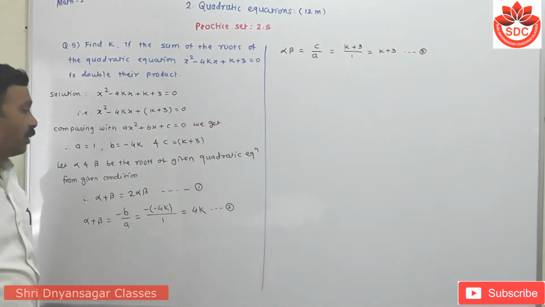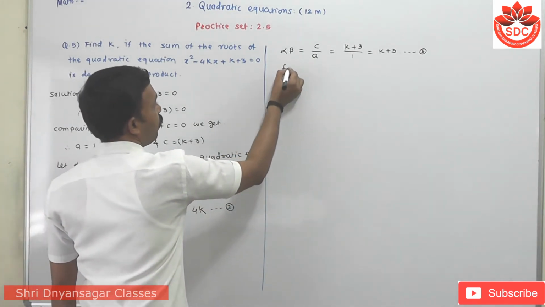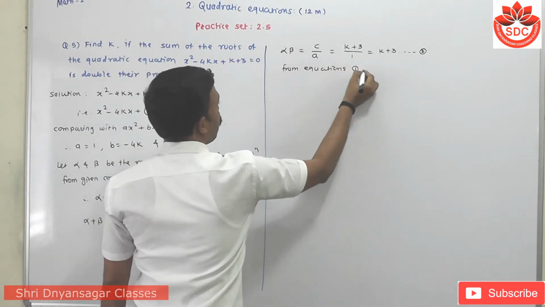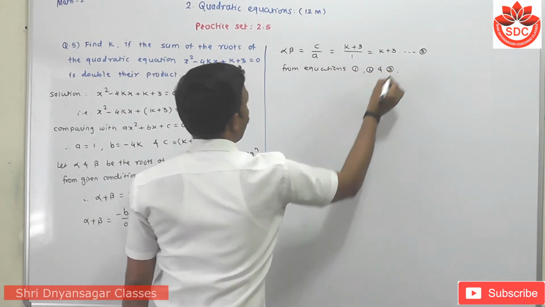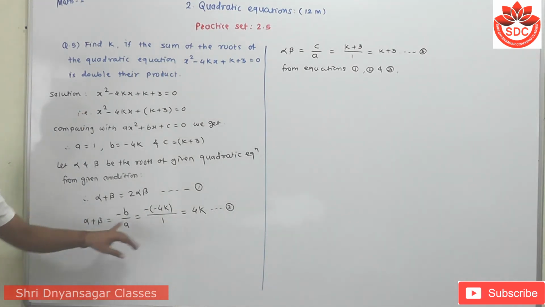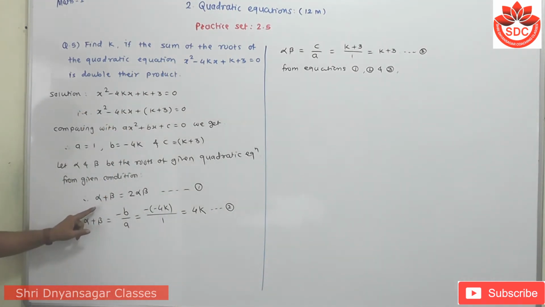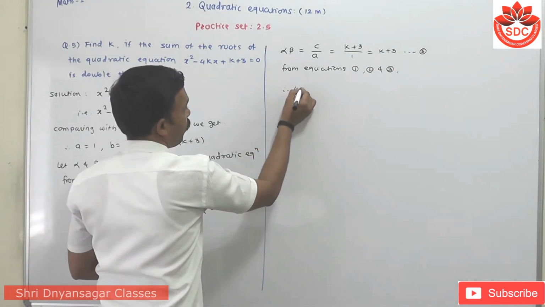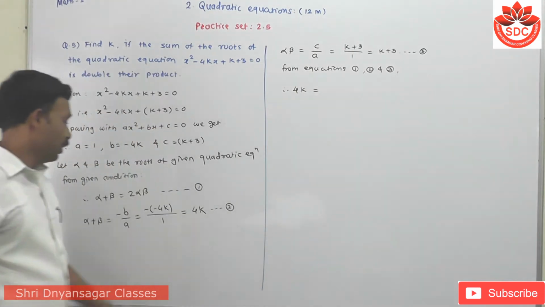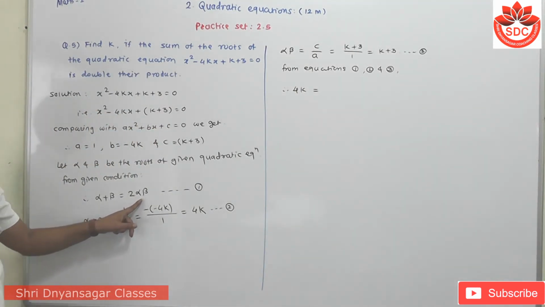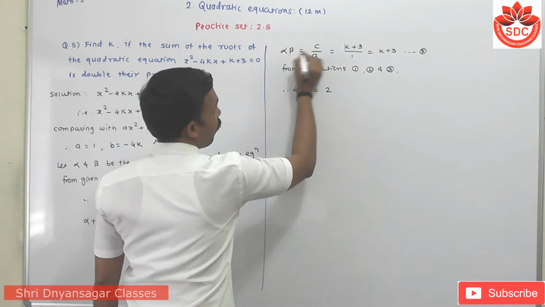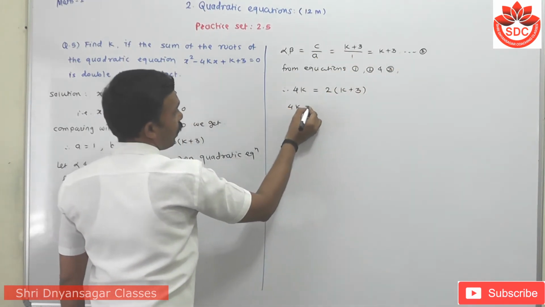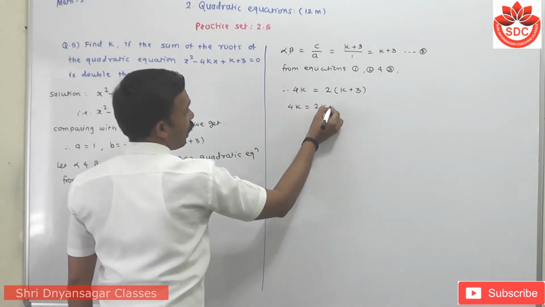Then student, from equations first, second and third, we substitute the values of alpha plus beta and alpha into beta into equation first. We get that alpha plus beta is 4k. Therefore, I write 4k is equal to twice into alpha into beta, that is twice into (k plus 3). Then 4k is equal to 2k plus 6.